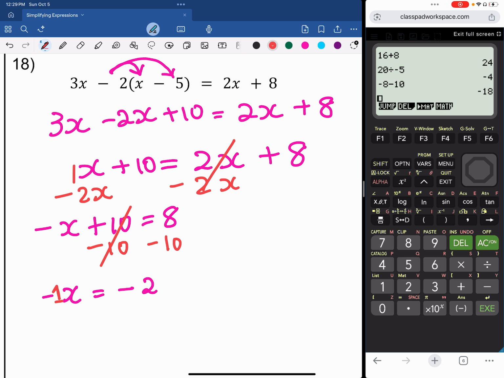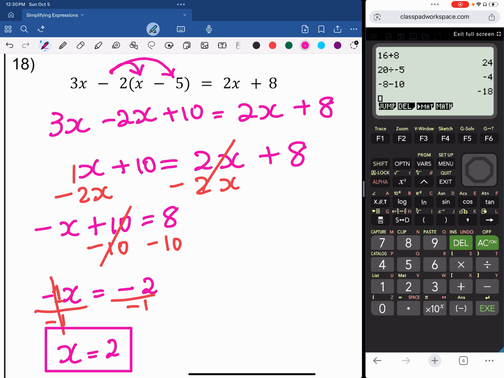The inverse of multiplication is division. So if I'm going to get rid of this -1, then I need to divide both sides of the equation by -1. The negative ones are going to cancel here, and I'll be left with x is equal to -2 divided by -1 is just +2. So my final answer here is x is equal to 2.